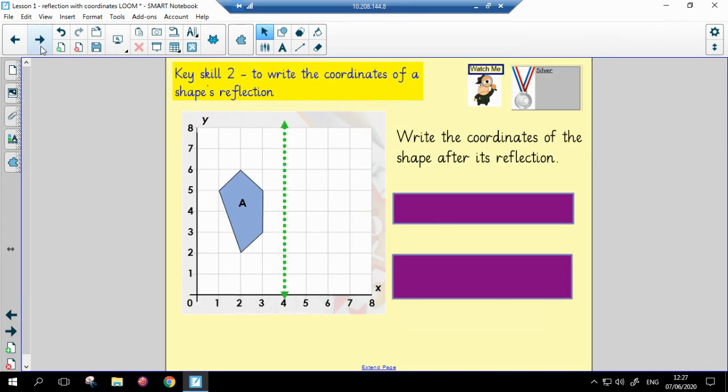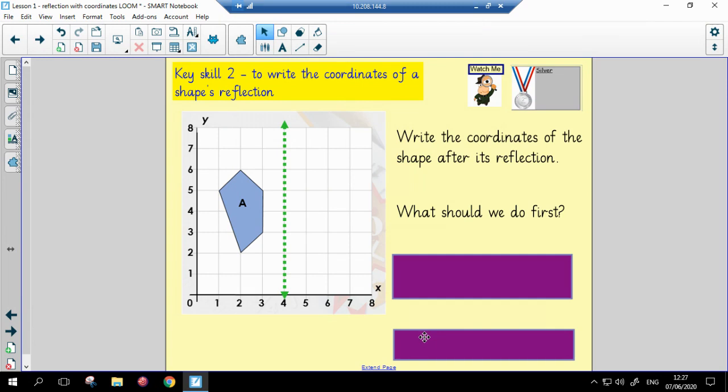So for our second skill, we're looking at writing the coordinates of the shape's reflection, but this time it's not been reflected for us. So first thing, what do we do first? Well, I think we need to label the vertices for shape A. So I'm going to label them A, B, C, and D. And finally, E. Sorry, my writing's not very neat with the computer's mouse.